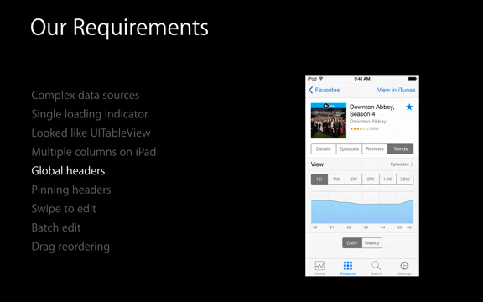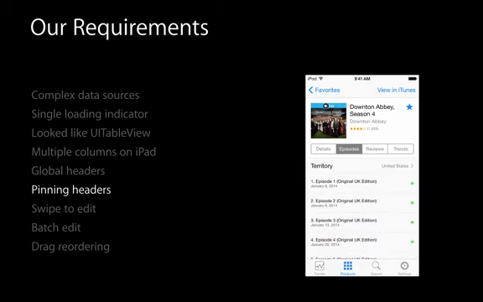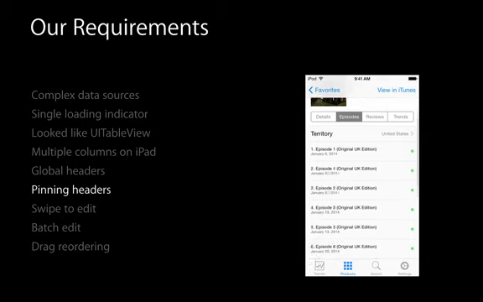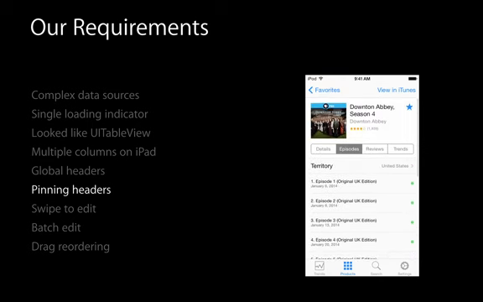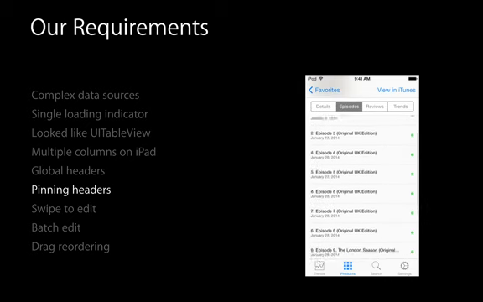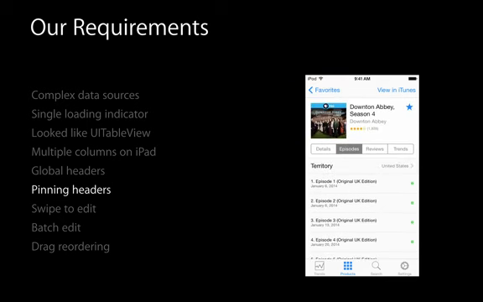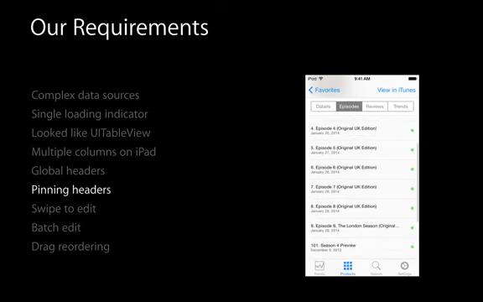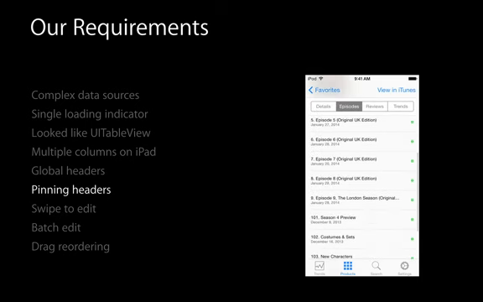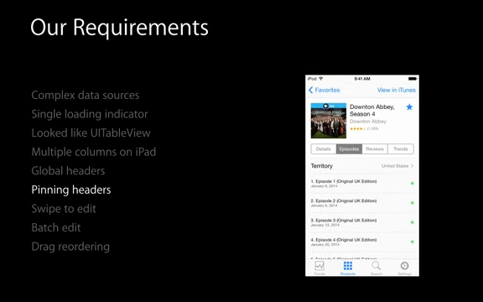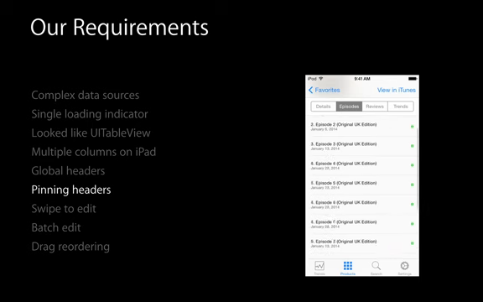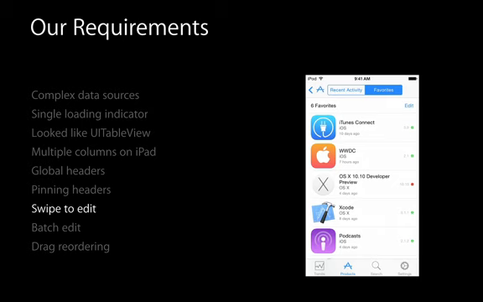In addition, we also needed to support pinned headers. So as we're scrolling through our content, it was really important that we'd be able to get at those segmented controls so that we could get to the different sections of our content. So we needed to be able to support pinned headers, and flow layout also doesn't really support that either. So that kind of put the nail in the coffin of using flow layout for us. And that meant we're going to have to do a collection view layout, which I got to admit was pretty exciting.